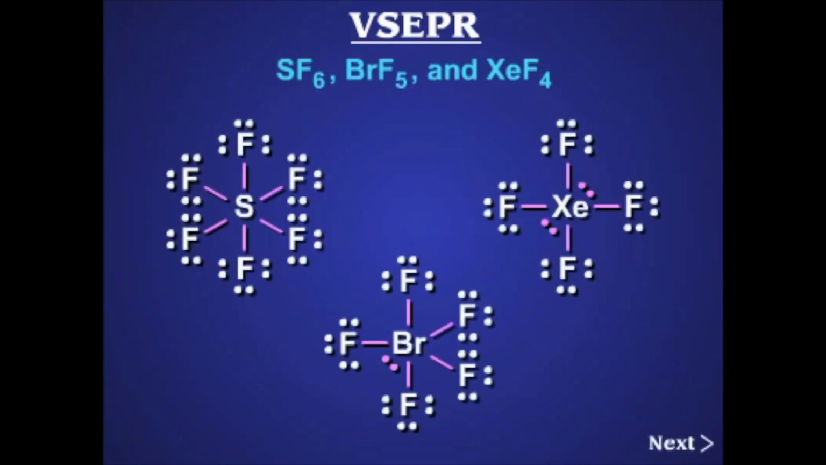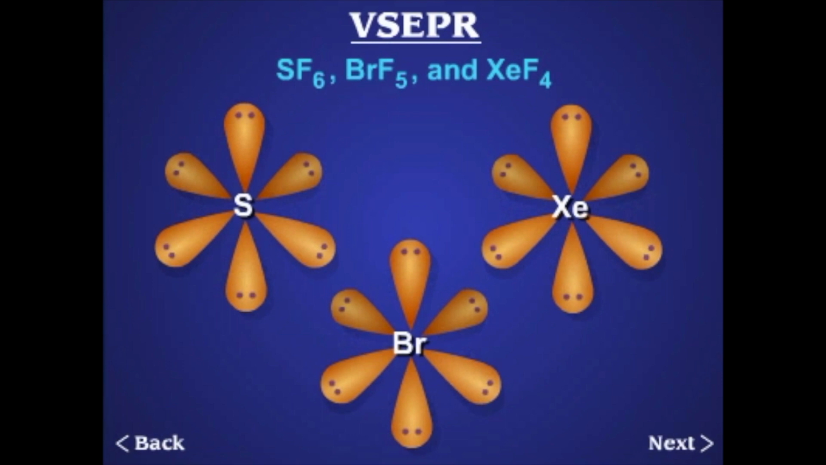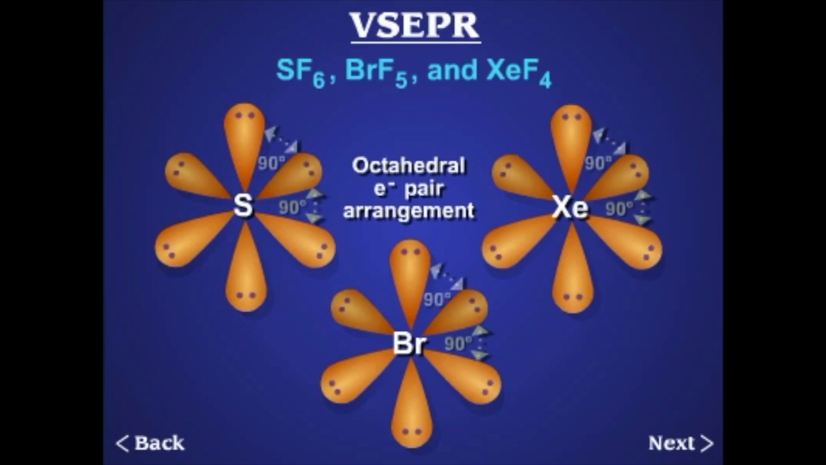Consider the Lewis structures of sulfur hexafluoride, SF6, bromine pentafluoride, BrF5, and xenon tetrafluoride, XeF4. Counting the number of VSEPR pairs of electrons around the central atom of each molecule, we find 6 VSEPR pairs. Don't forget to count lone pairs. The electron pair arrangement that minimizes repulsion for 6 pairs of electrons is octahedral. The angles between electron pairs are 90 degrees.